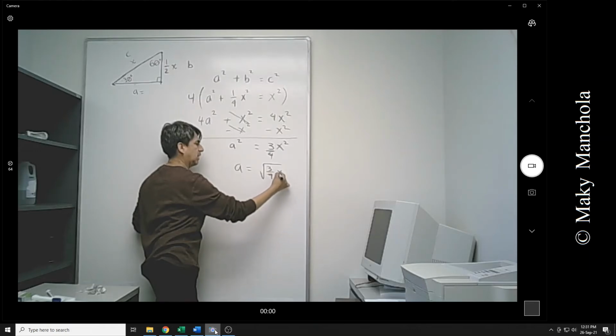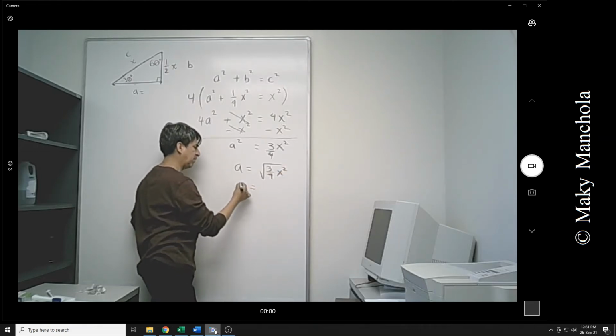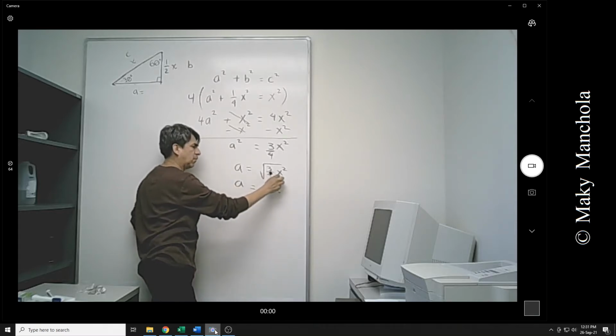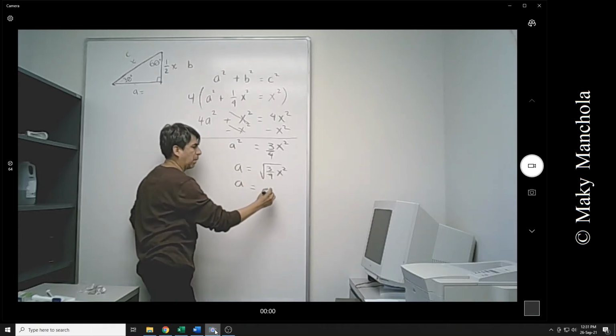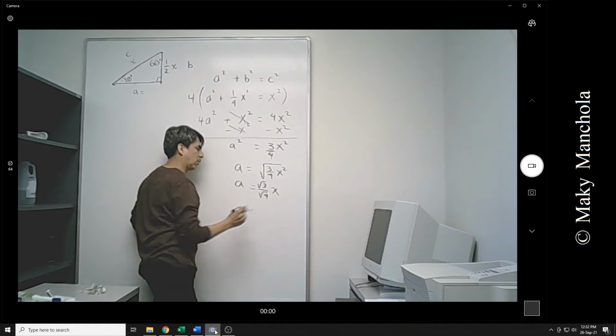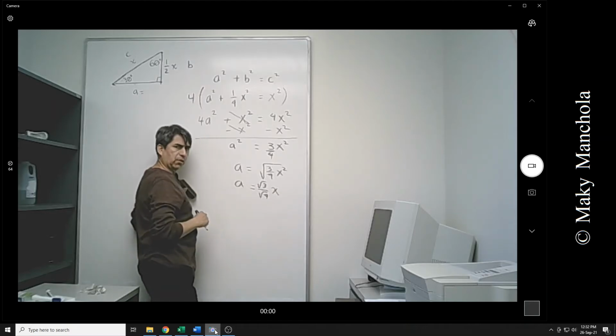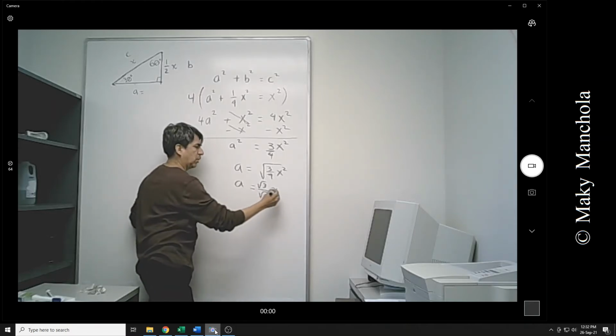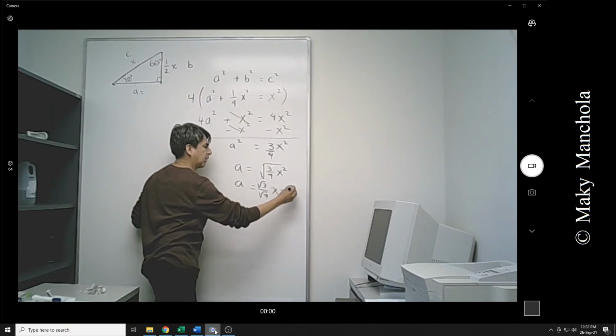3/4 x squared. Now, simplifying that radical gives us the following. The square root of x squared becomes plain x. Now here we're going to get the square root of 3 over the square root of 4. But we know the square root of 4 is 2. So we end up with A equaling square root of 3 over 2 times x.